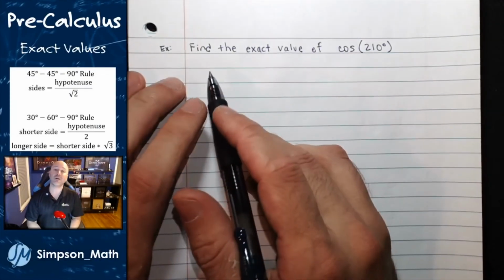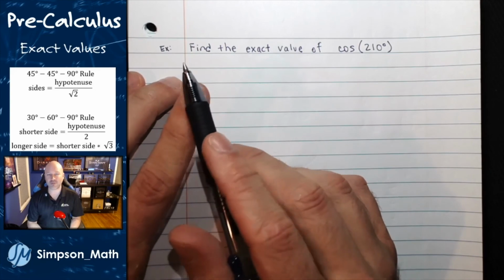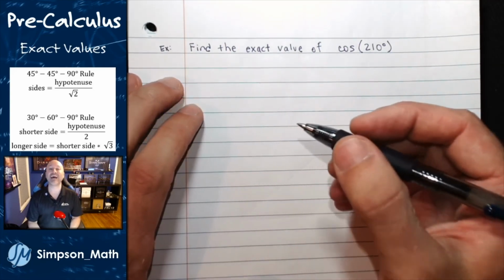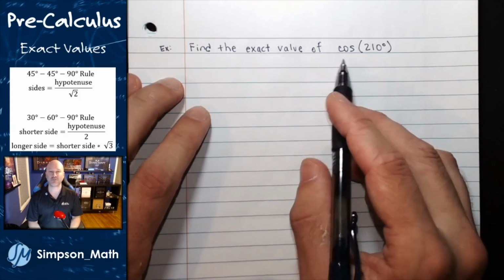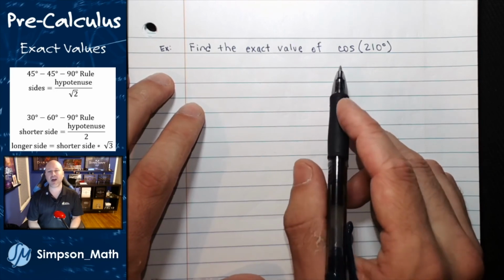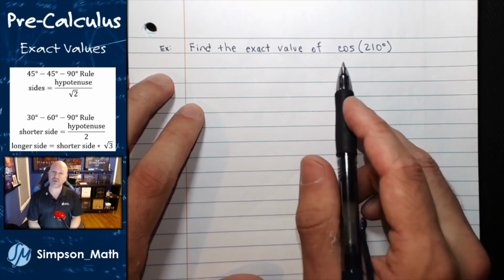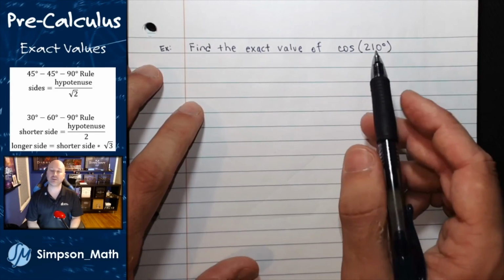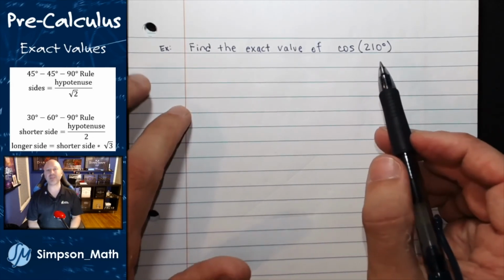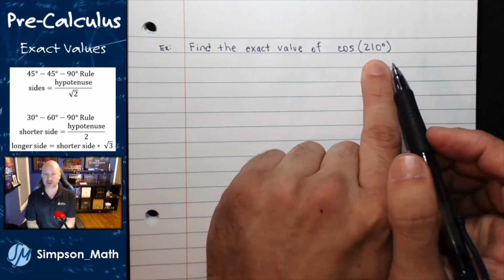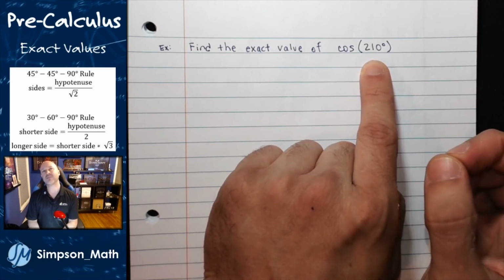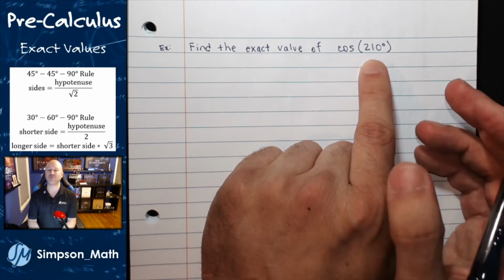In this video, we're going to use the 45-45-90 rule and the 30-60-90 rule to find exact values of some trig functions. So, our first example, I want to find the exact value of cosine of 210 degrees. Now, we said previously that the input, the angle we put inside a trig function, we think of as the interior angle of a right triangle.